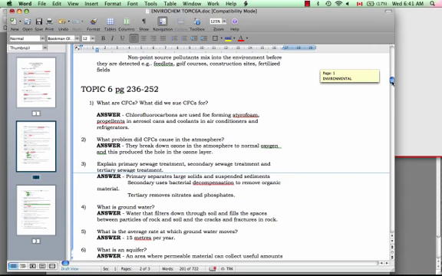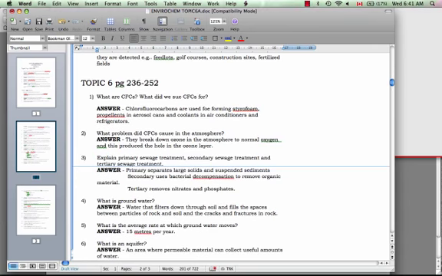Groundwater. Water that filters through soil and fills the spaces between particles and rock and soil, and it's underground. What's the average rate at which groundwater moves? 15 meters per second.